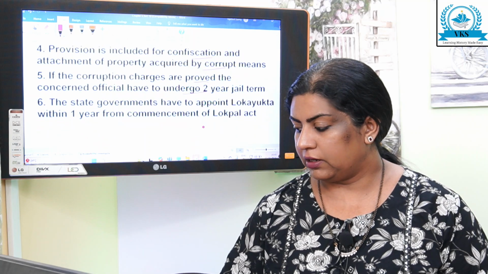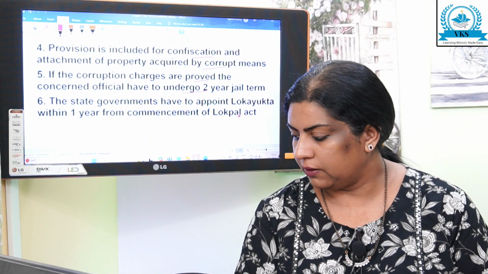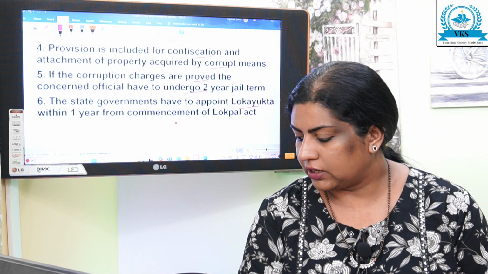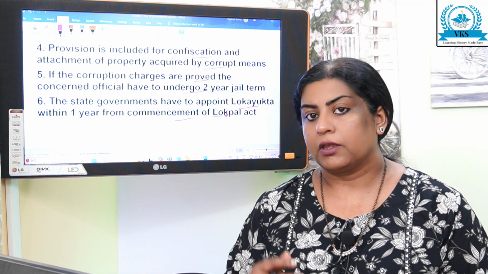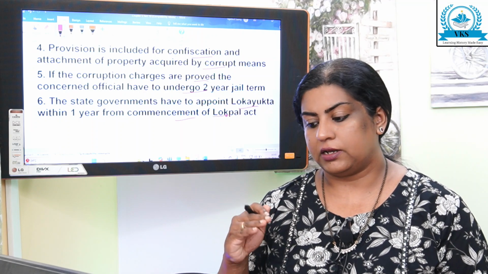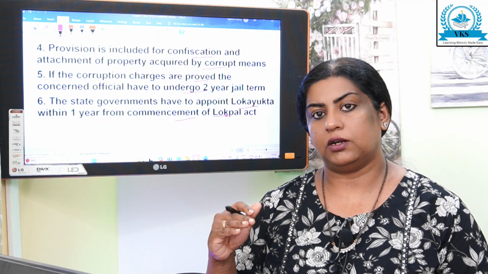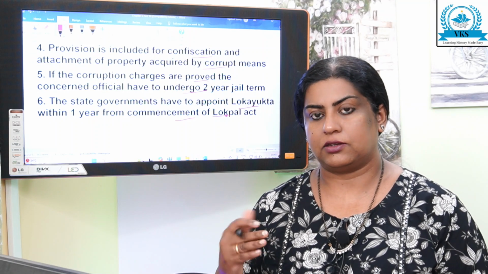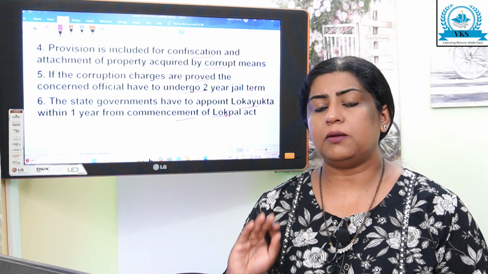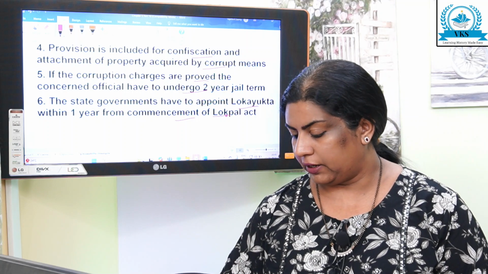The state government has to appoint Lokayukta within 1 year of the commencement of the Lokpal Act. Within 1 year of the Lokpal Act being passed, the state government has to appoint a Lokayukta. Regarding Lokayukta, we will learn in detail in the next topic. So, these are the powers and functions of Lokpal.